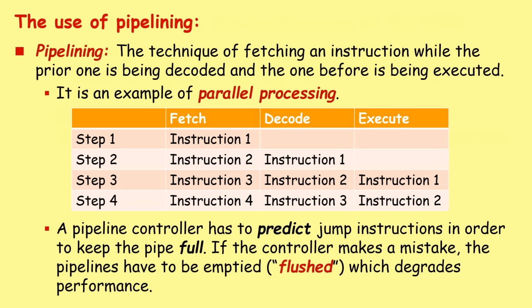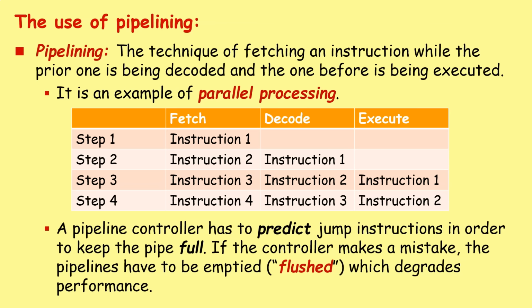The use of pipelining. Pipelining is a technique for fetching an instruction while the prior one is being decoded and the one before it is being executed. It is a simple form of parallel processing. So you can see from the table here, during step 1, we can fetch instruction number 1. In step 2, we can fetch instruction 2 while at the same time decoding instruction number 1, and then at the next stage, we can fetch instruction 3 while at the same time decoding instruction number 2 and executing instruction number 1, and so on and so forth.